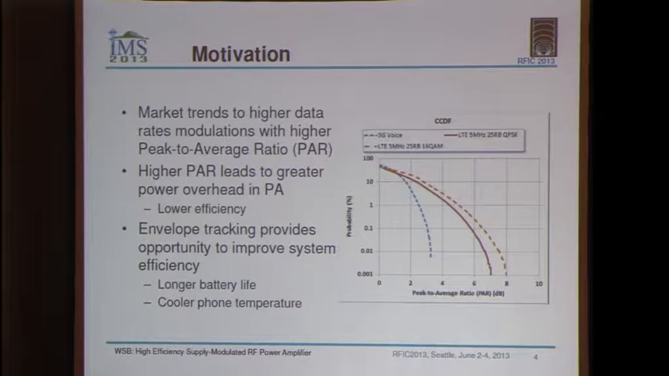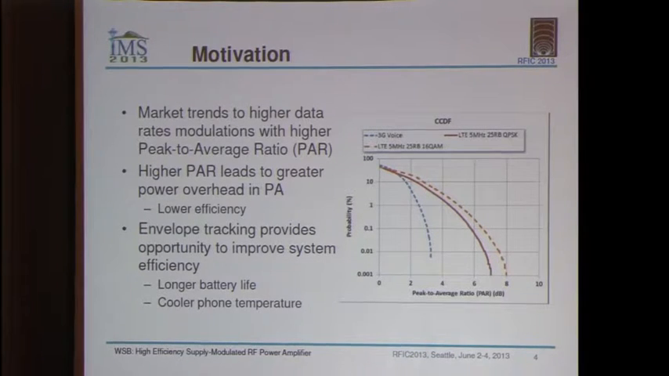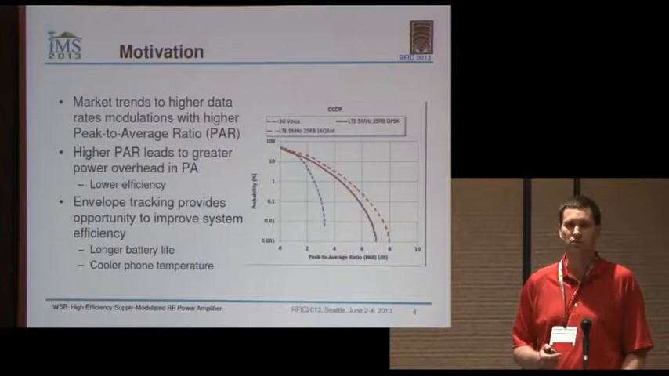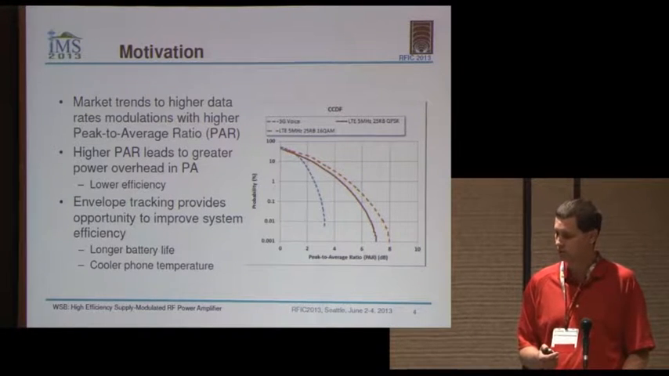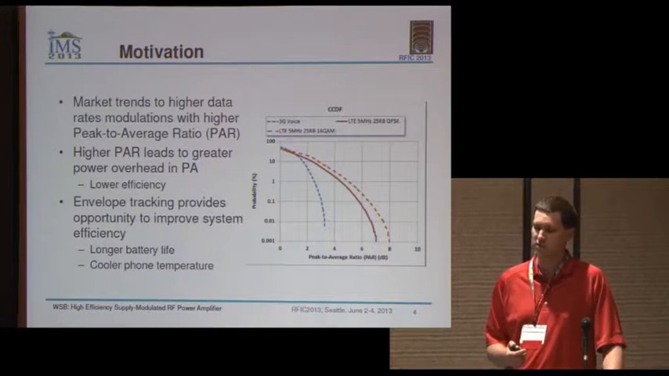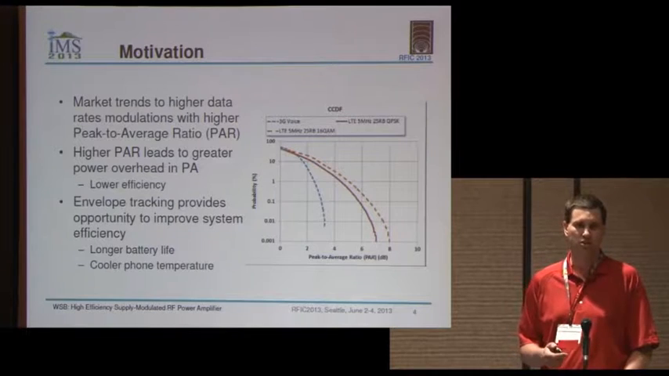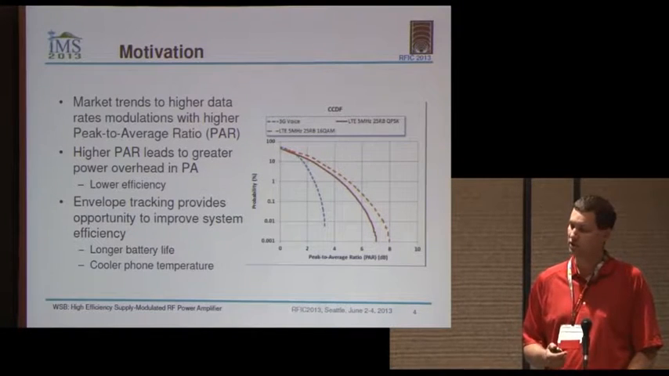The blue curve is a 3G voice signal. It has a peak to average ratio of about 3 dB. And in the red and the orange are LTE signals, in the case of a 25 resource block QPSK and a 25 resource block 16 QAM signal. With the LTE signals, we experience a peak to average ratio that's more like 6 to 7 dB.